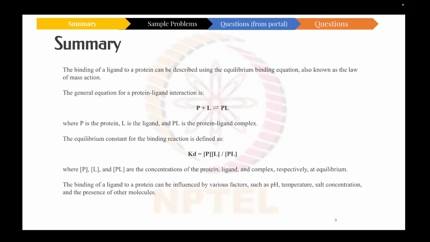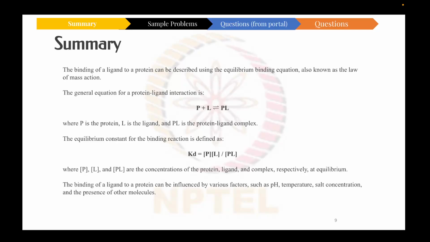So the binding of a ligand to a protein can be described using the equilibrium binding equation, also known as the law of mass action. This equation relates the concentration of a protein and ligand and their complex at equilibrium, as well as the dissociation constant Kd, which is a measure of the strength of the interaction. The general equation for protein-ligand interaction is protein plus ligand, a reversible reaction, gives rise to the protein-ligand complex PL. So in this equation, P is the protein, L is the ligand, and PL is the protein-ligand complex.